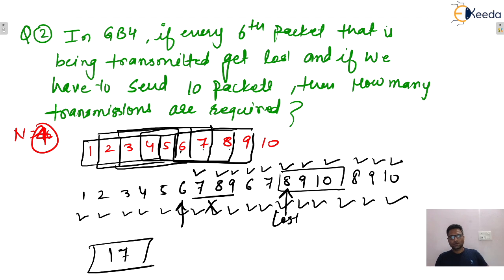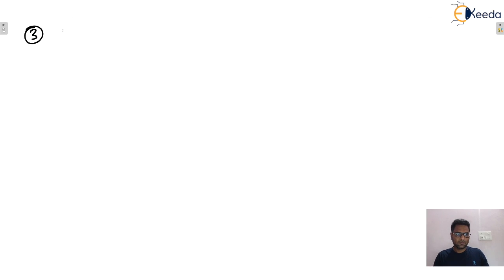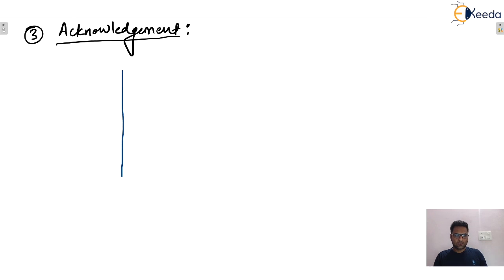So that was the second point, the receiver window. Now let's see the third point, which is about the acknowledgements. There are two types of acknowledgements. The first one is cumulative acknowledgements.